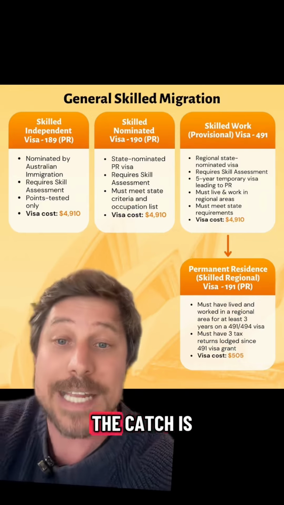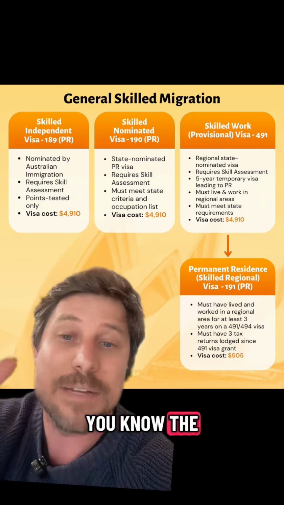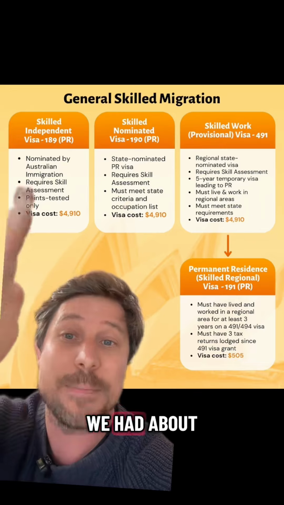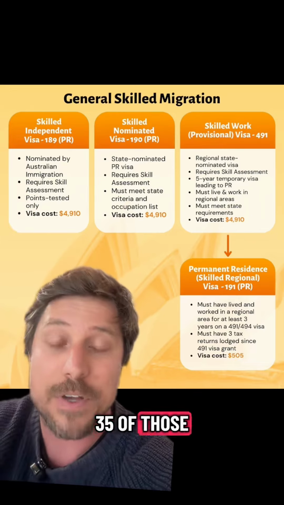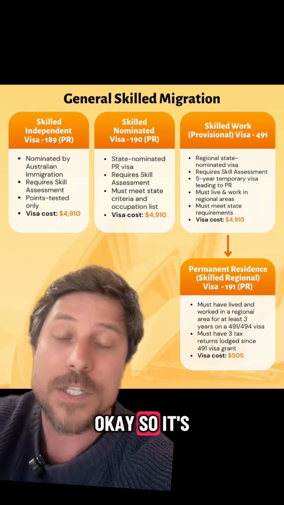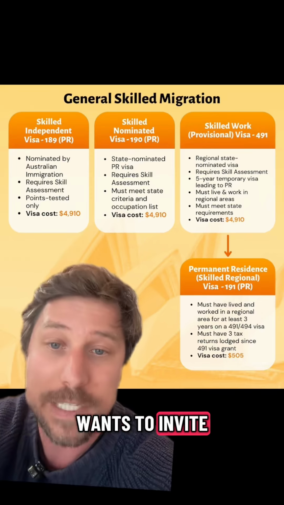So what's the catch? The catch is they're quite difficult to get, and quite often the invitations received are for select occupations only. For example, we had about 40 invitations for the 189 round. I think about 35 of those were in trade occupations, probably about 30 in carpentry. So it's very concentrated on specifically who immigration wants to invite.